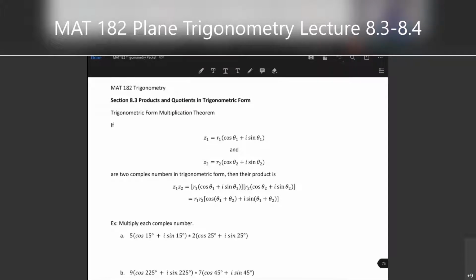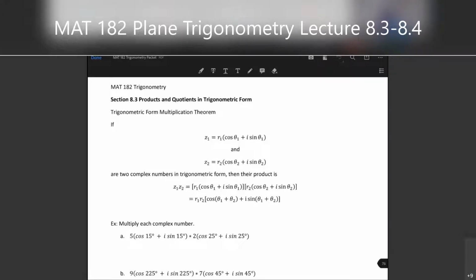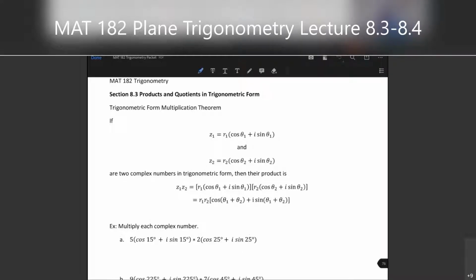So let's just walk through some definitions, and then we'll walk through some of the operations. Division and multiplication are actually pretty straightforward, but we'll need to take some time on what we'll call the power rule, but it'll have another name to it. So let's walk through first the multiplication theorem.